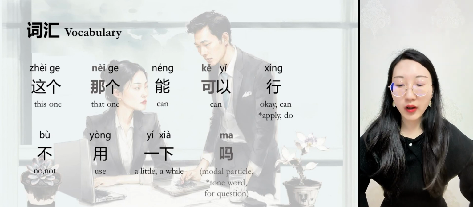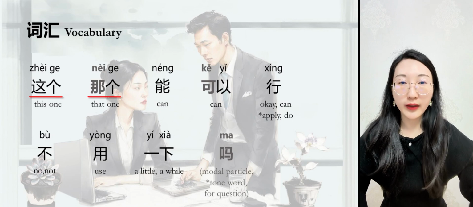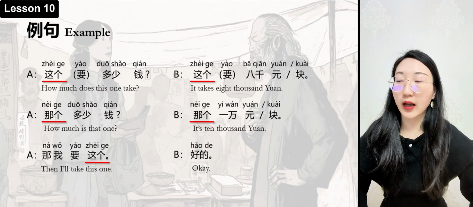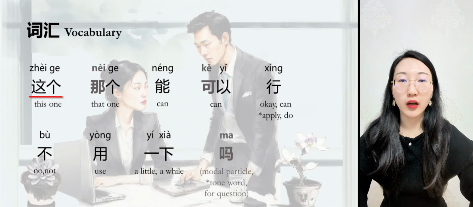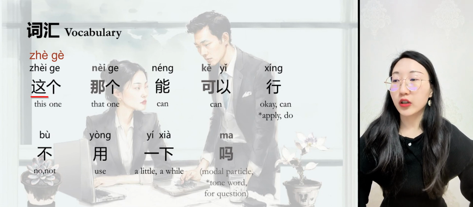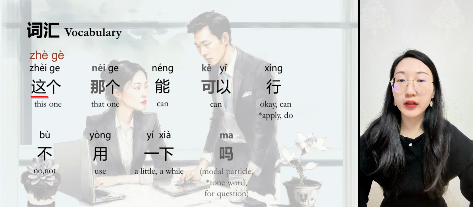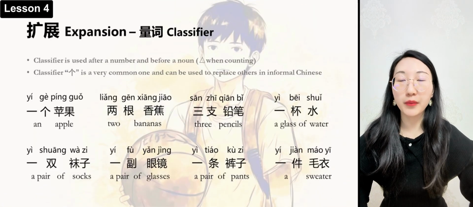First two words: 这个, this one, and 那个, that one. We have already learned these two words in class 10, so I'm just going to make a brief review. 这个 is made of two characters, 这 and 个. 这 is a pronoun meaning this, and 个 is a classifier usually used after a number and before a noun, especially for counting.